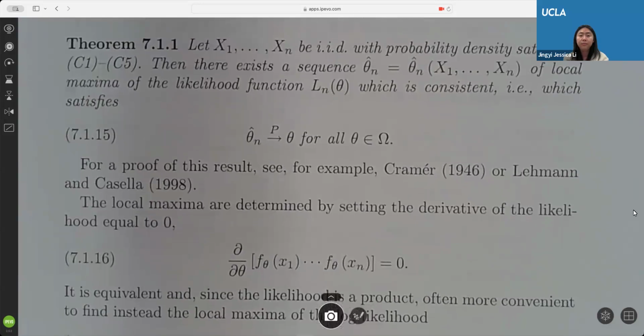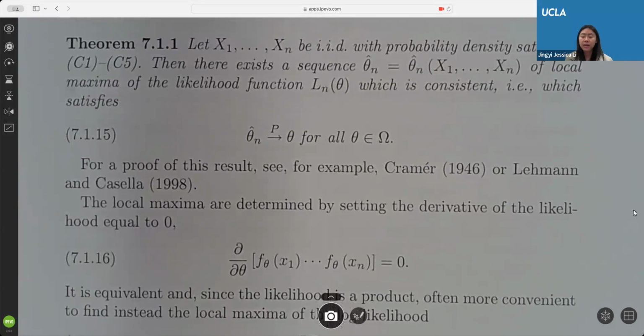Now the key theorem. Let X1 to Xn be IID with PDF satisfying the 5 conditions. Just to reiterate: identifiability, open interval parameter space, IID sample, and the domain does not depend on theta, so the non-zero part of your density does not depend on theta. And also the density is differentiable with respect to theta.